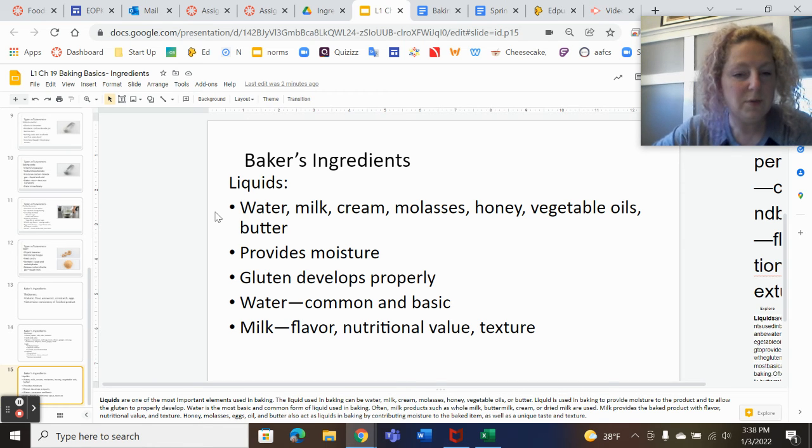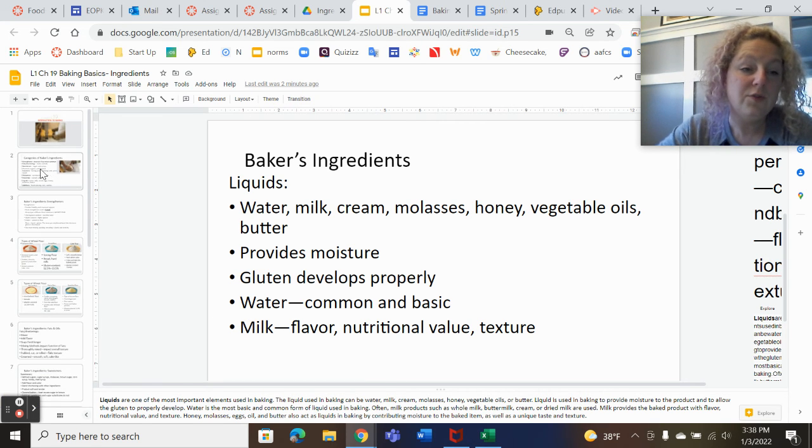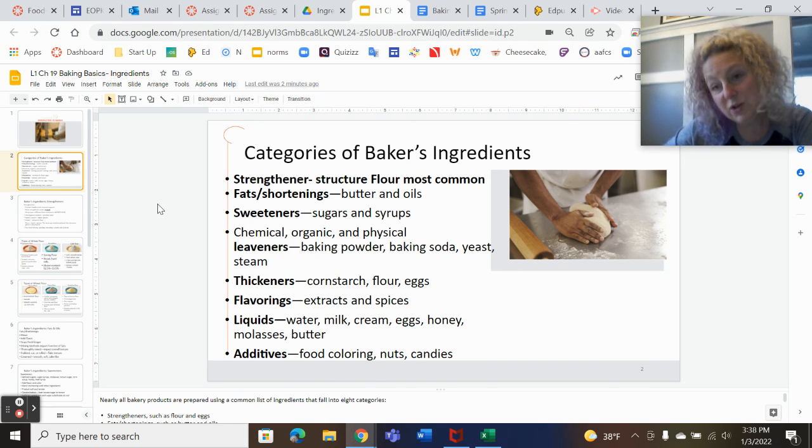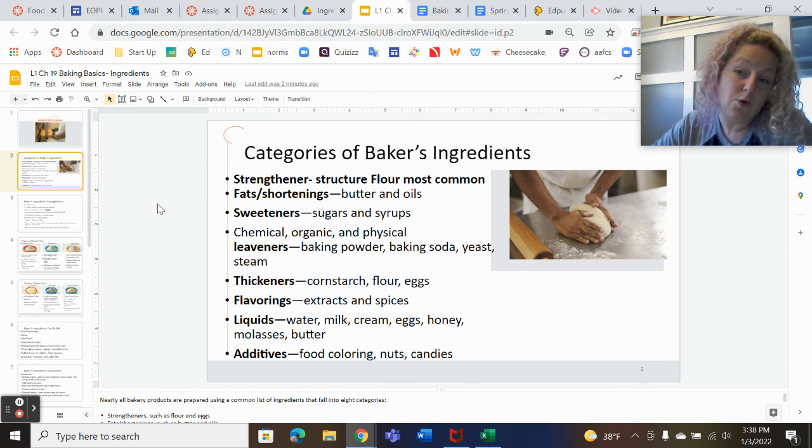So water is the most common and basic. Milk does add a little bit more texture, flavor, and nutritional value. And then that is all of your baker's ingredients there. So when you look at the categories of very common baker's ingredients, ultimately every baked good is comprised of pretty much just these ingredients, and how you mix them, how you measure them, that's going to make the difference of whether or not you end up with a cookie or a brownie or bread or a cake.